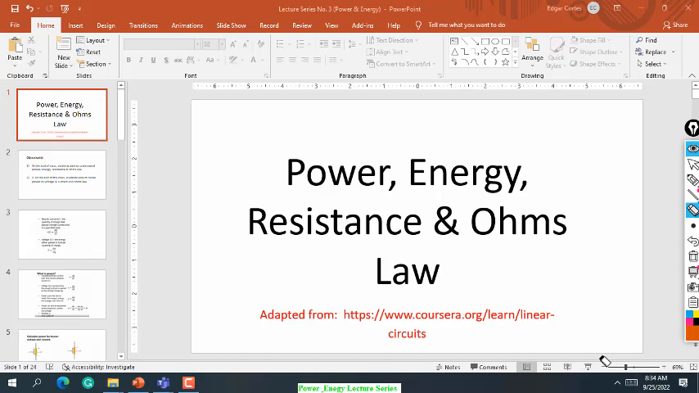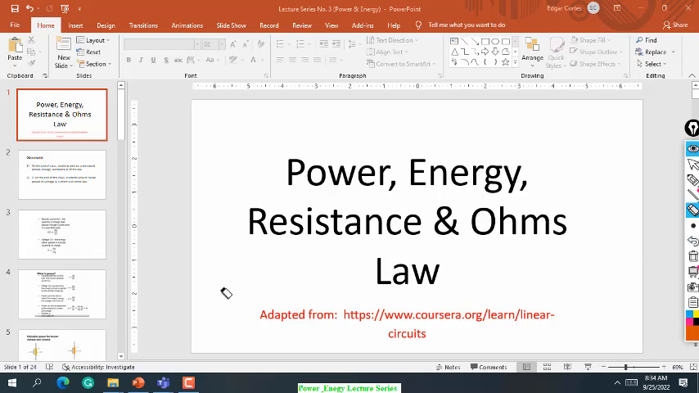Last meeting we discussed charge, current, and voltage. Another electrical property we will discuss is what we call power. Maybe everyone has heard what power is. Also energy, resistance, and then Ohm's law. Again, this course is adapted from the source I wrote below.